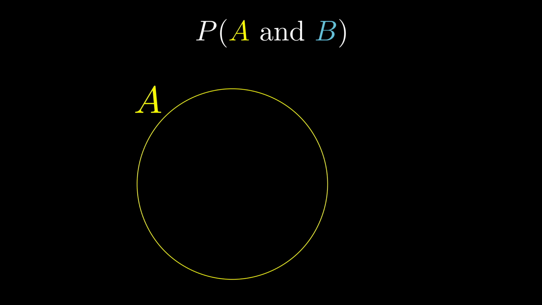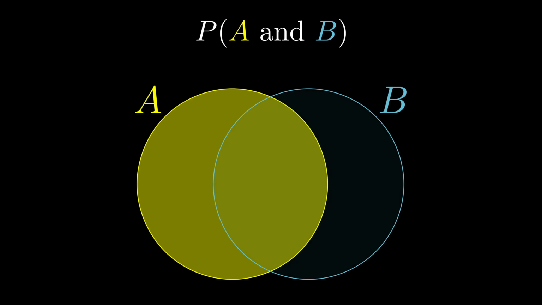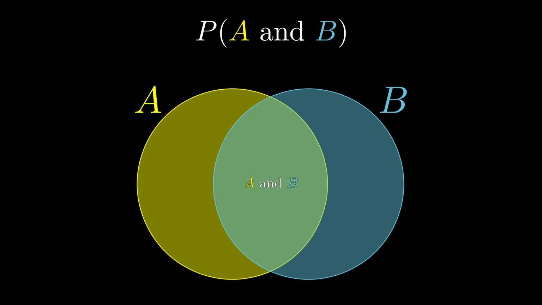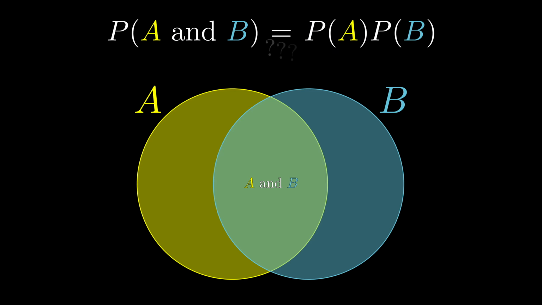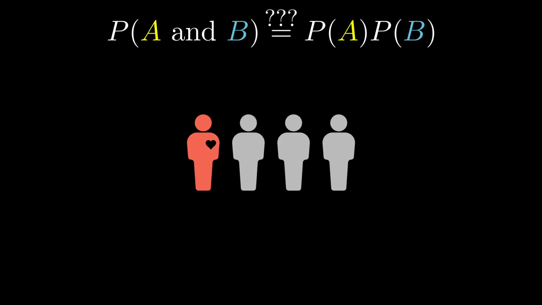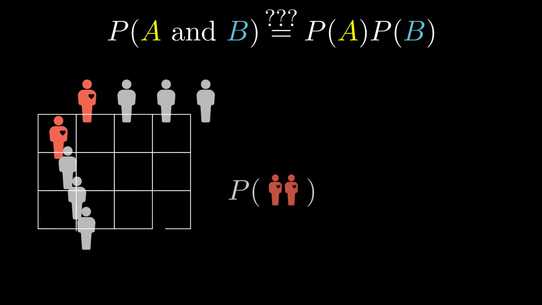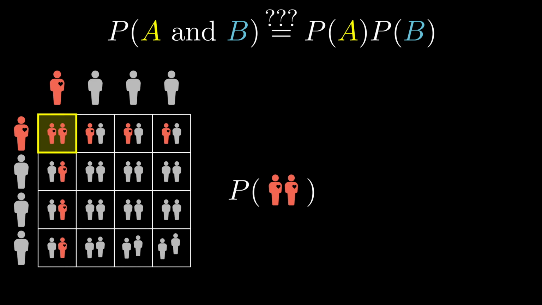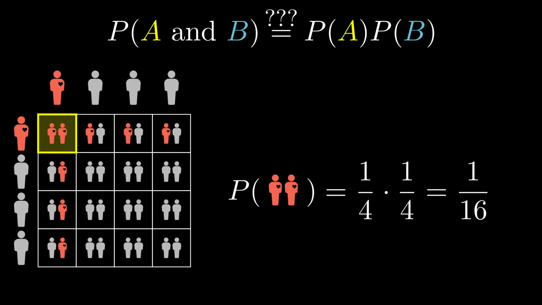And you know, while we're here, it's worth highlighting a common misconception that the probability of A and B is P of A times P of B. For example, if you hear that 1 in 4 people die of heart disease, it's really tempting to think that means the probability that both you and your brother die of heart disease is 1 in 4 times 1 in 4, or 1 in 16.